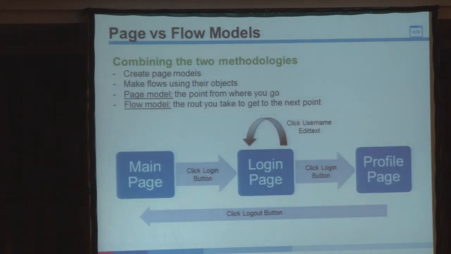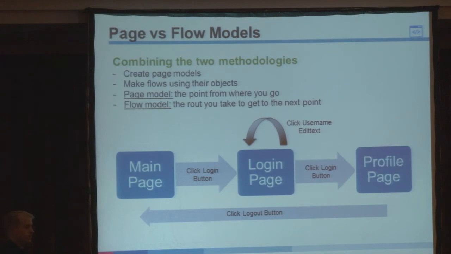So combining these methodologies helps in building a visible test framework. You can imagine this as a directed graph. Here, the main page, the login page, and the profile pages are the points, and the route you are taking is written down by the flow model. So these are the edges, the directed edges of this directed graph.